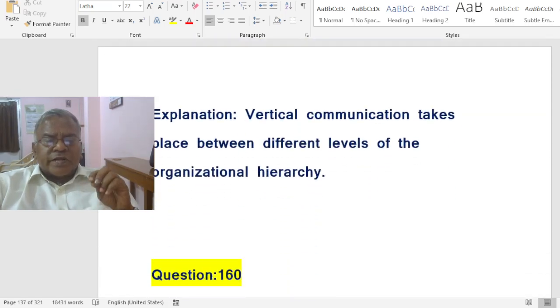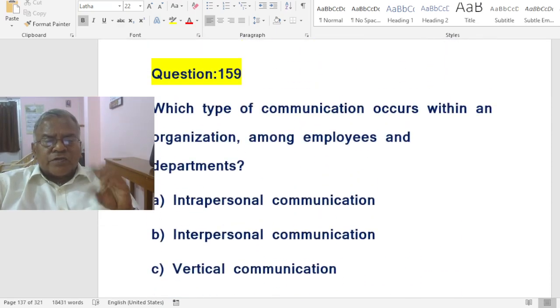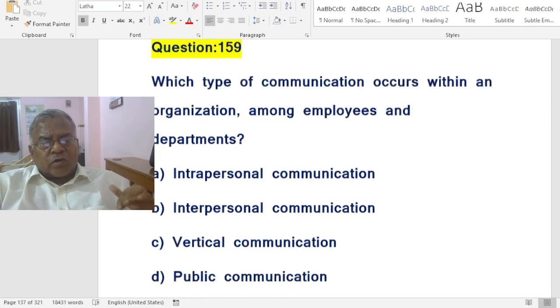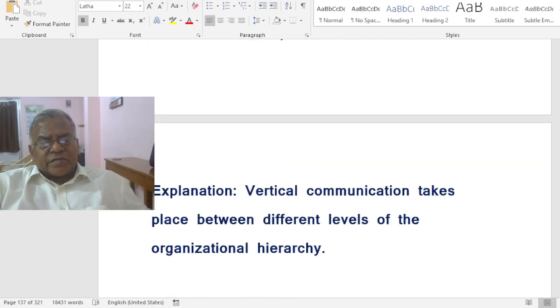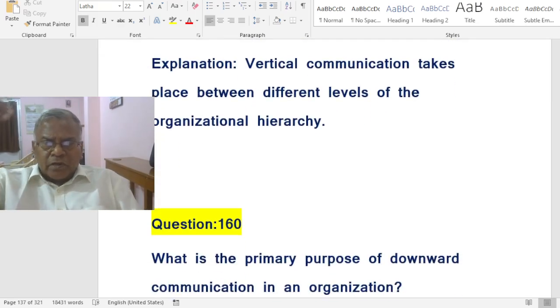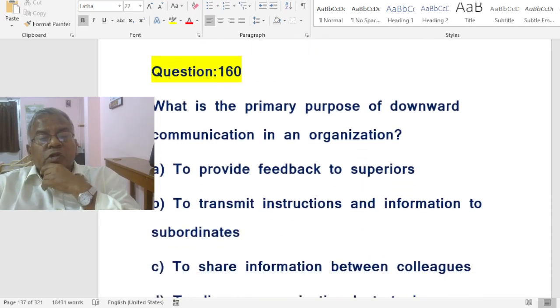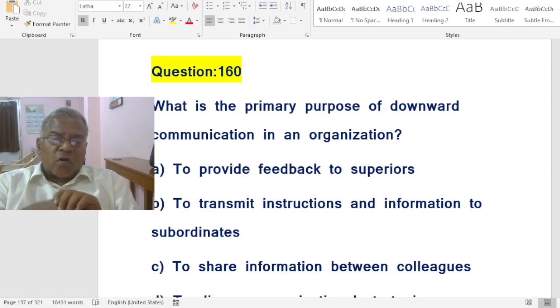Vertical communication takes place between different levels of the organizational hierarchy. That is hierarchical one, that is vertical communication. Principal, HODs, professors, teachers, students, etc.